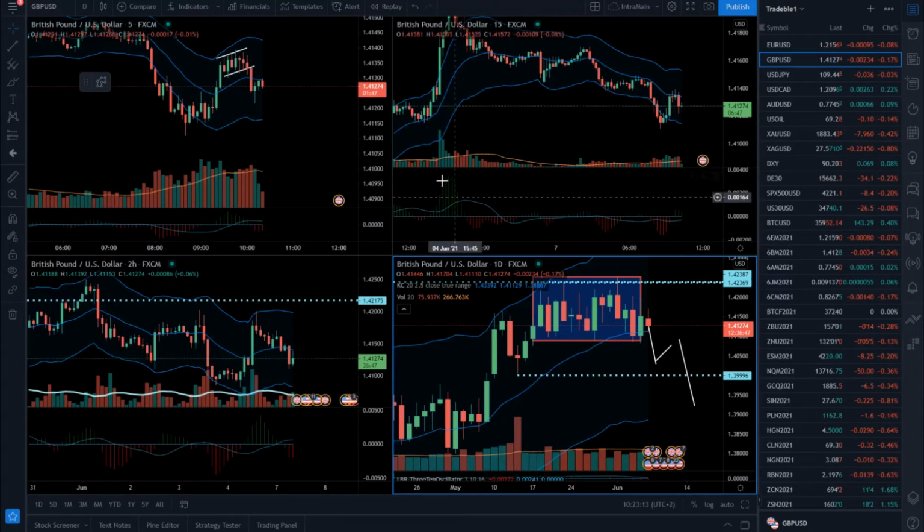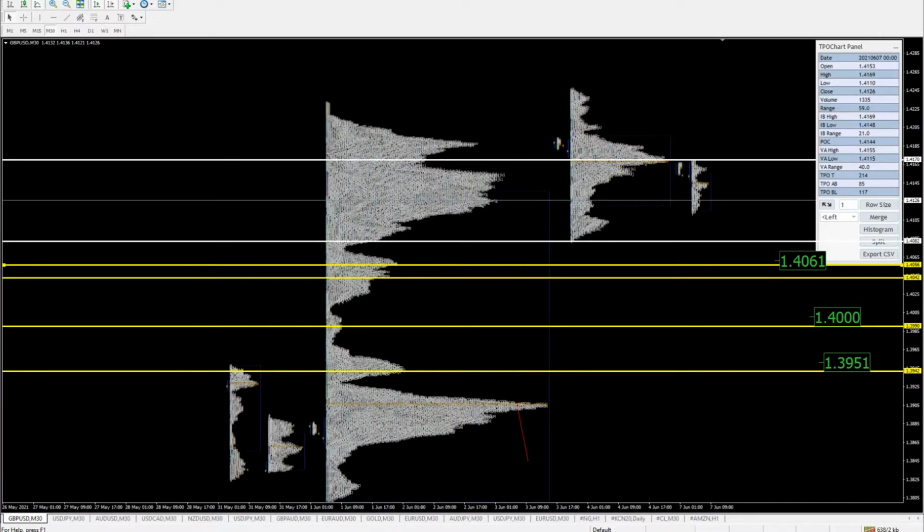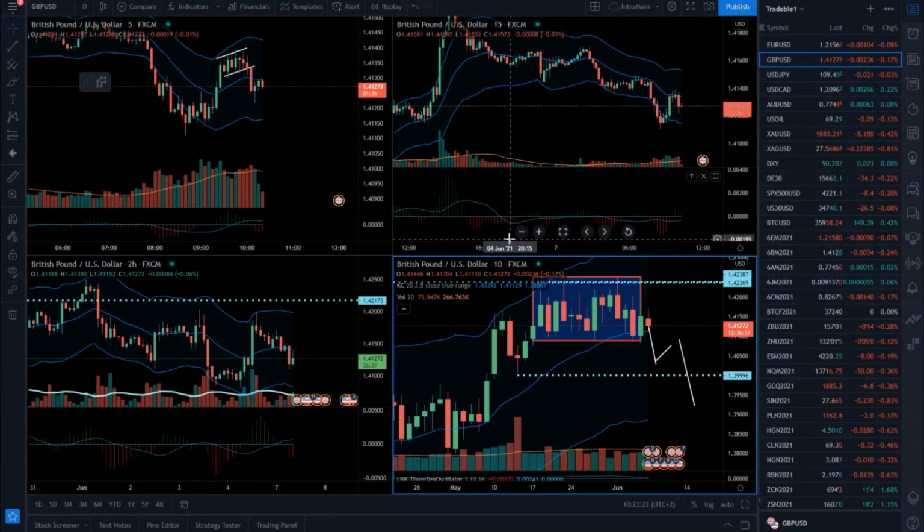I will combine the price action chart using TradingView and multi-time frame analysis, and I will combine it with the MT4 platform, InstaForex MT4 platform, and using the market profile. So back to the British pound on the price action chart first.